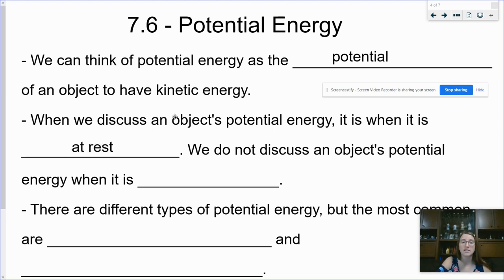So whenever we are discussing an object's potential energy, it is only when it is at rest. Again, it's the potential to have kinetic energy. It does not yet have kinetic energy. So you won't ever be discussing an object's potential energy when it's in motion. That is specifically kinetic. Once more, potential energy is its potential to have kinetic energy.